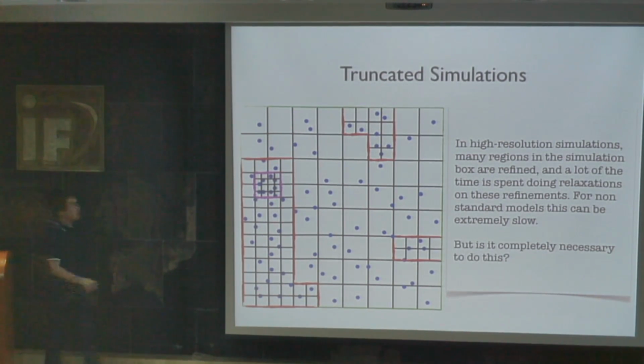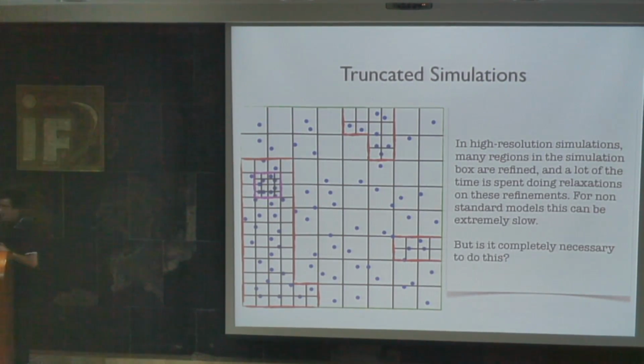So the first method that you can use to speed up your simulation is what we call a truncated simulation. The idea is very simple. To understand why N-body simulations for non-standard models are so slow: of course we know it's slow because it's a nonlinear equation, but it's also slow because you have a lot of refinements. On these refinements, the resolution is high, which means that it is even more difficult for the relaxation method to converge because the density field could fluctuate a lot.